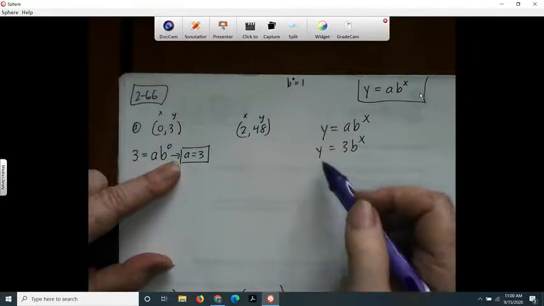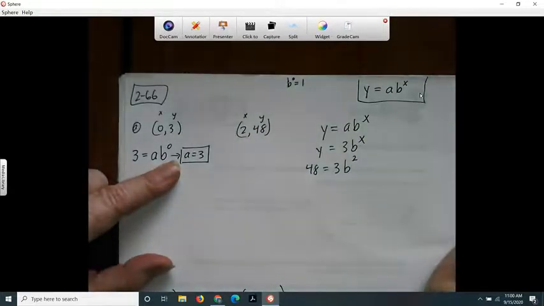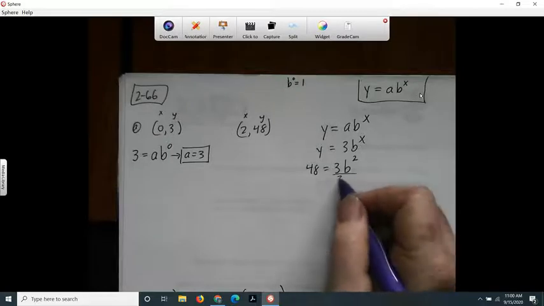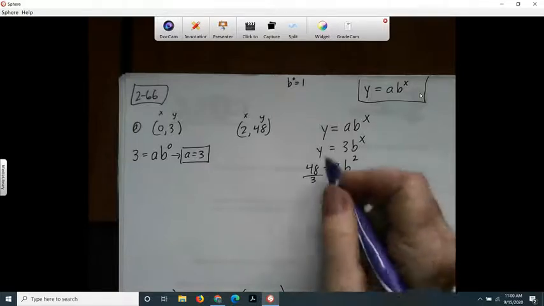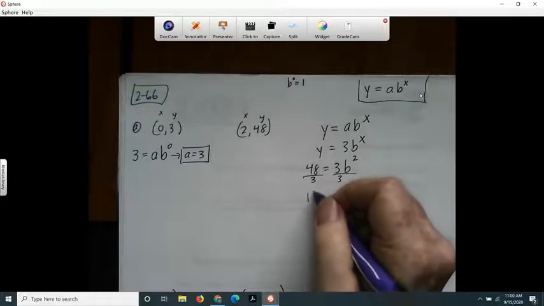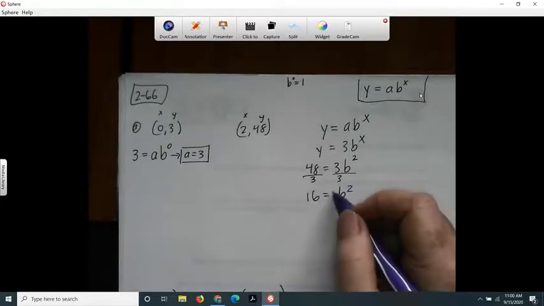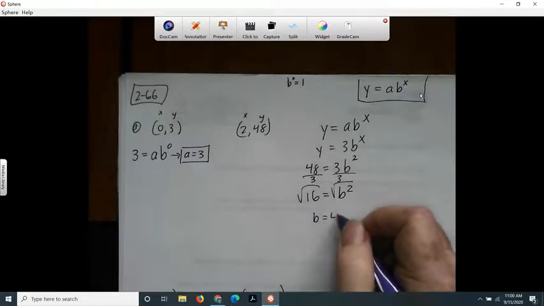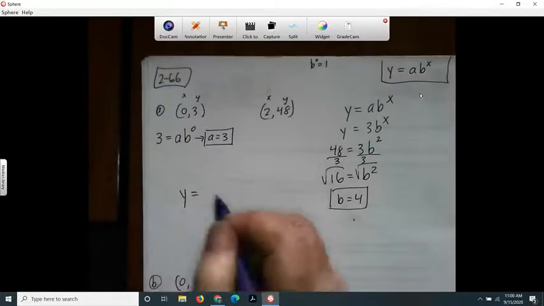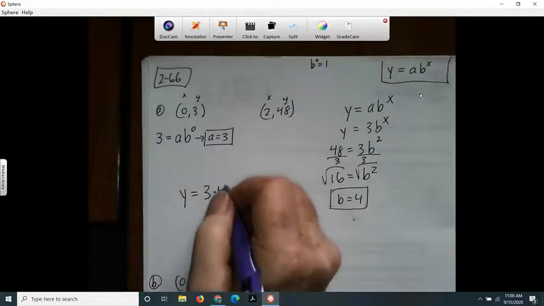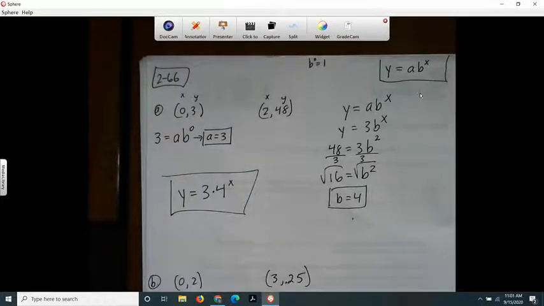So here's a y. The y is 48. And the x is 2. Okay, and then I'm just going to do my algebra. So I'm going to divide both sides by 3. And why do I think 16 times 3 is 48? I'm going to take a chance and say I think 16. So if 16 is b squared and I square root both sides, then b is going to equal 4. So now I know a and I know b. So I can write y equals 3 times 4 to the x. Okay, that's what I want to do for this problem.